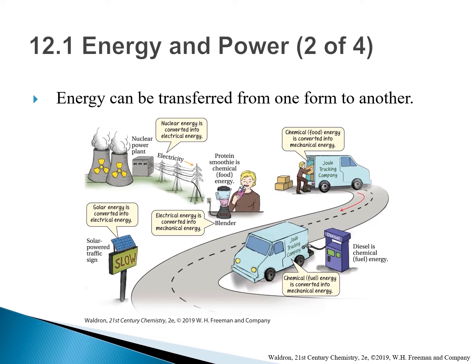The truck moving the boxes stops for diesel fuel, which contains chemical energy. The truck burns the fuel and converts its chemical energy into the mechanical energy of moving wheels and turning axles. Finally, energy from the sun shining on a solar panel is converted to electrical energy, which is used to power emergency warning lights on the highway.